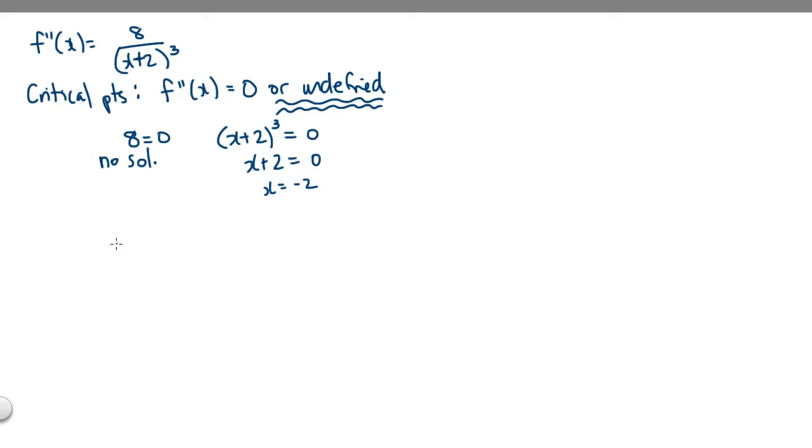So let's draw our number line here. Okay, we're going to think about what the signs of f double prime of x are on each of these two little intervals here. And then we can write down what that means for our function. So choosing an x value in the first interval, you might go for maybe -3. Plug that into our second derivative. It's going to come out negative.